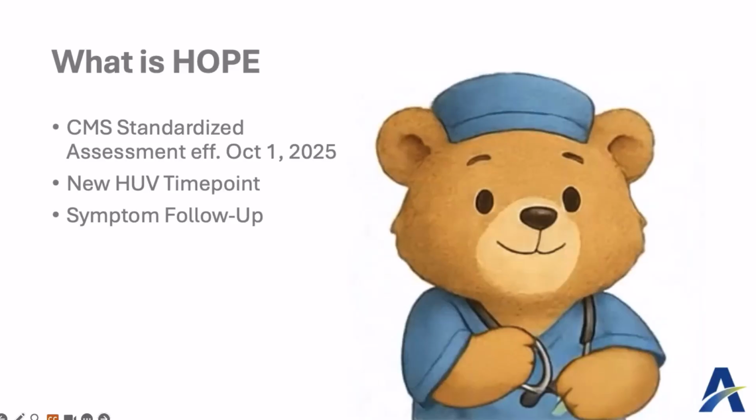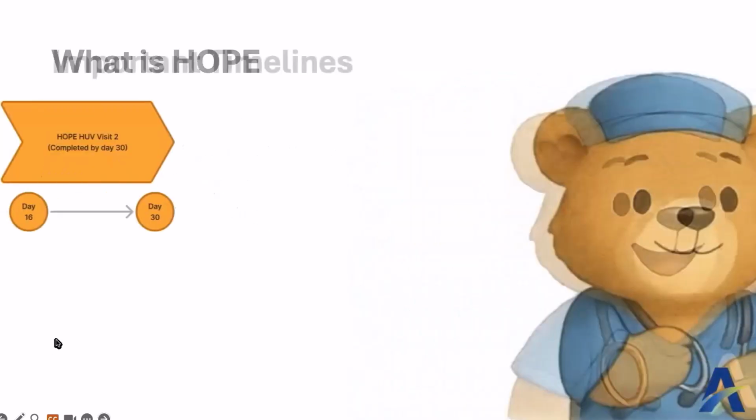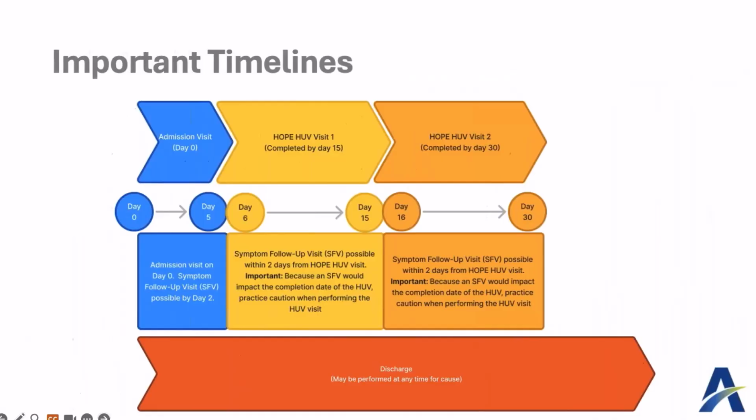HOPE represents a shift in how CMS wants hospices to collect, document, and eventually report patient-level clinical data. Instead of capturing static data at admission and discharge like we do today with HIS, HOPE introduces multiple time points, more clinically nuanced items, and real-time symptom impact tracking, including requirements for follow-up when symptoms are rated as moderate or severe.